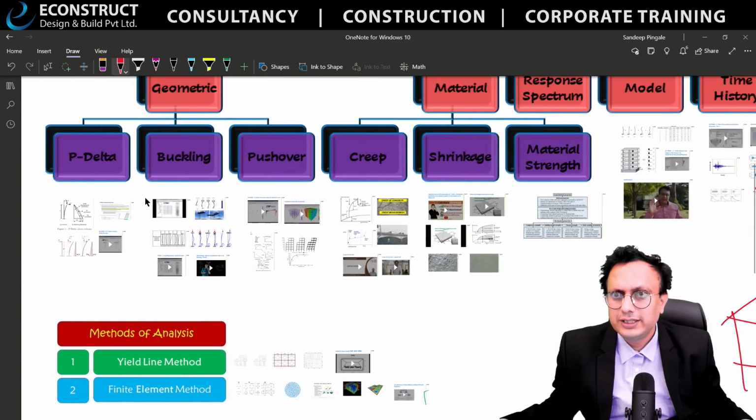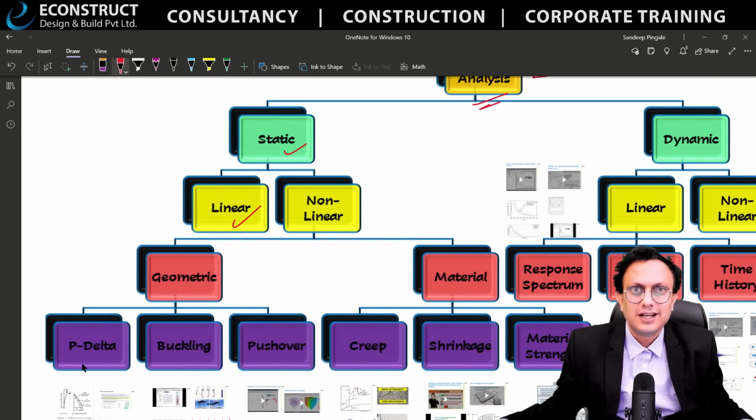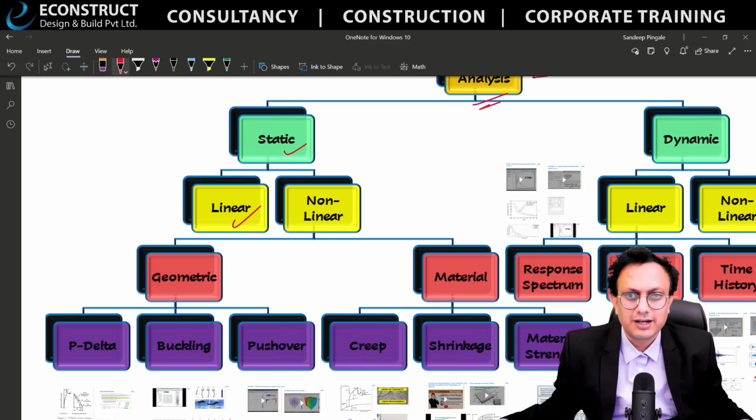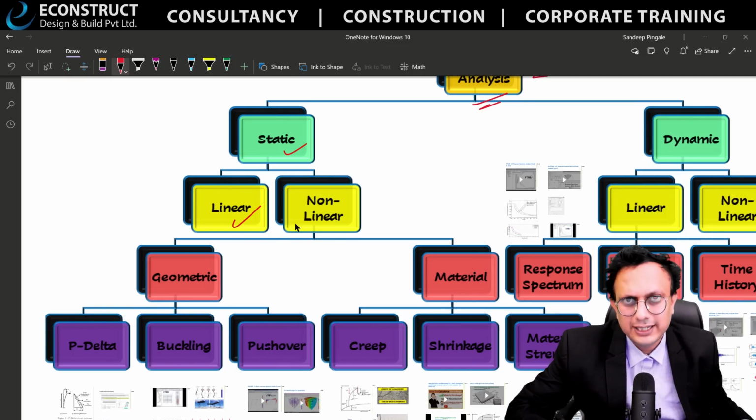In the geometric nonlinearity, we are having the P delta analysis, buckling, and pushover. In the material nonlinearity, we are having creep, shrinkage, and material strength. What do you mean by the nonlinear analysis? And these two types are what it is.